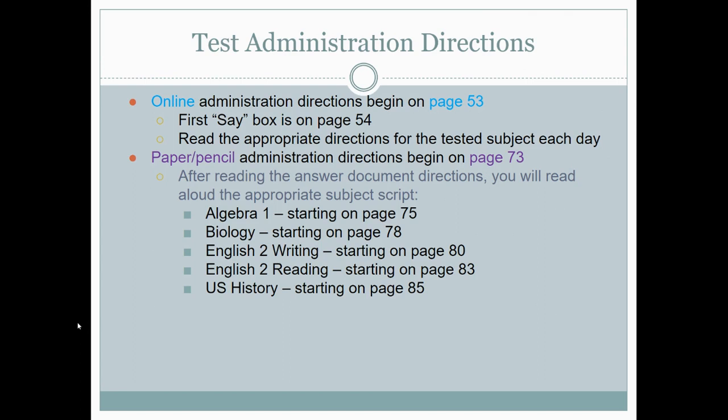For online tests, you will start with page 53, and your first say box is on page 54. And then you will read the appropriate directions for the tested subject each day. So on English 2 reading, you'll read those particular directions. On biology day, you'll read those particular directions. For our paper pencil friends, your directions start on page 73. And then after reading those directions, you will also go to the appropriate script for the subject that day. And you can see those pages here for you.